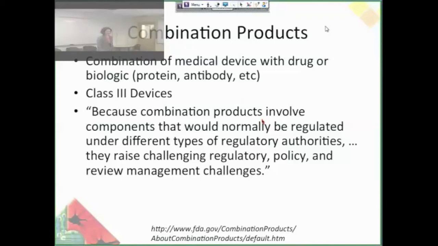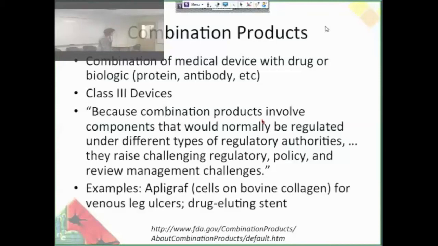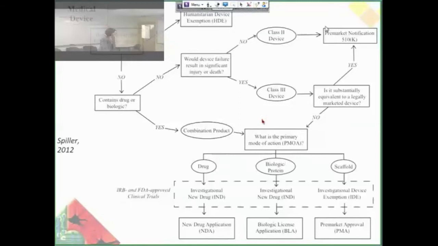So the Office of Combination Products is in charge of saying that, okay, this is going to be regulated through the Center for Devices and Radiological Health, or through the Center for Drug Evaluation and Research. They're still not controlled primarily by the Office of Combination Products, but that is probably changing soon. Examples are a cell-based scaffold like Apligraf for venous leg ulcers, drug-eluting stents, or medical devices that release drugs.